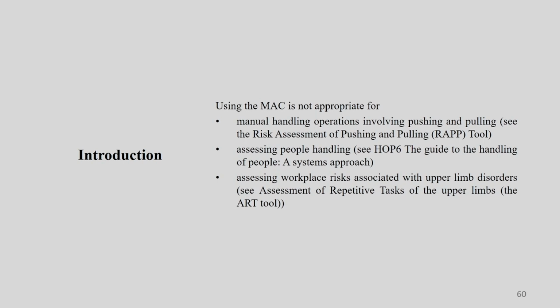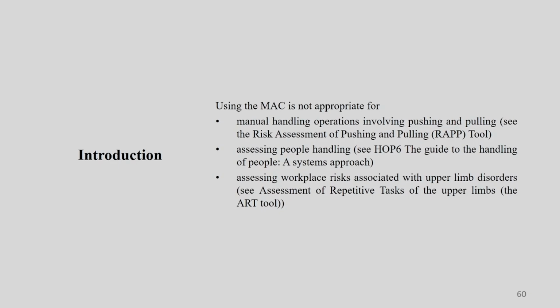This tool also is not possible to use where people are handling people, okay, so human handling. In those cases also you cannot use this particular tool. You should go for the HOP6 guideline, and you have to take a system approach. Also, you cannot use this particular tool while assessing the workplace risk associated with upper limb disorder. Where something is specifically related to upper limb disorder, you cannot use this particular tool.